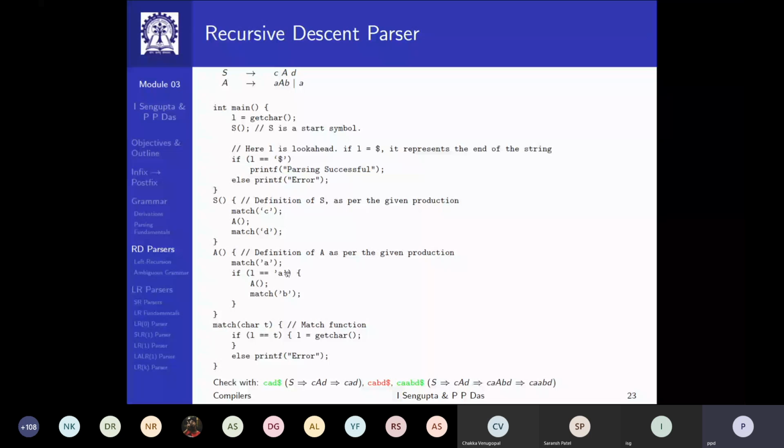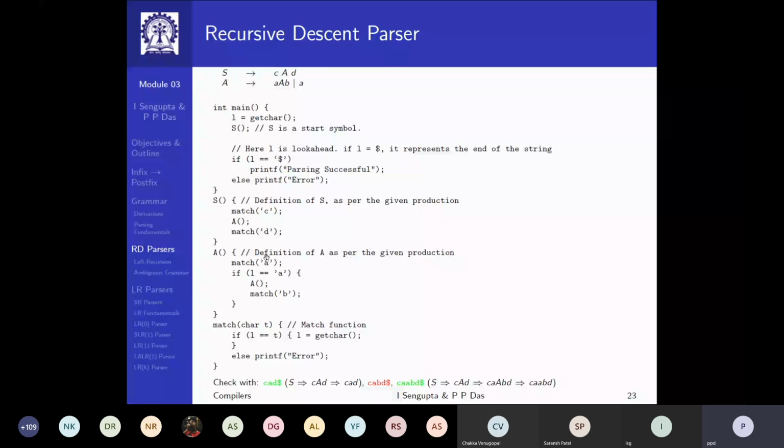If it is, then what you have to match? You have already got the A. So you have to now check what you get from this second capital A. So you call this function recursively here. So you can see that there's a recursive call coming in here, which actually produces that infinite set of strings. So every time you consume one A and then call A, or consume one A and then call it, consume one A and then call it.